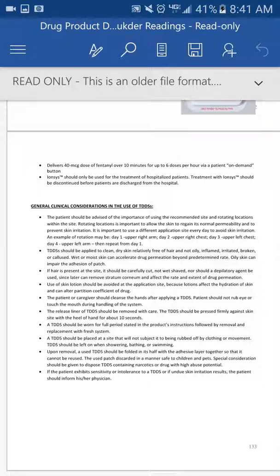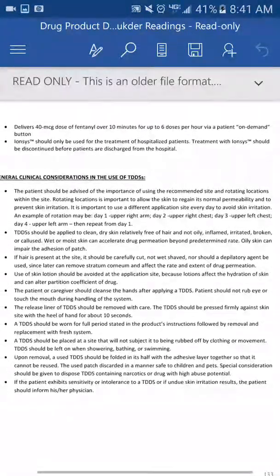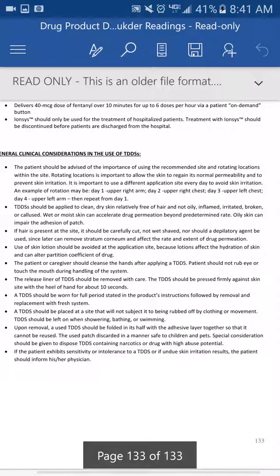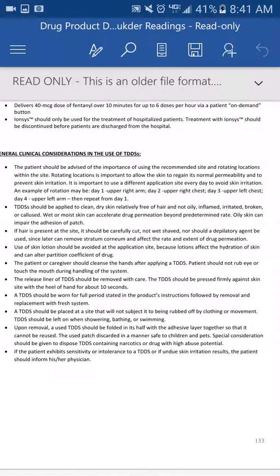Example of rotation, maybe day 1, upper right arm. Yeah, I lost my spot. Hair's present. Affected rate. Use of skin lotion should be avoided at the application site because lotions affect the hydration of skin.